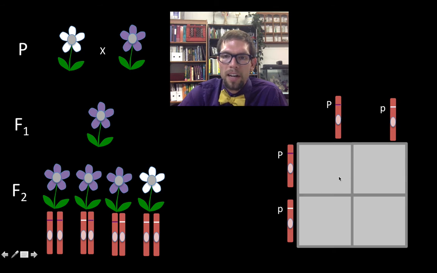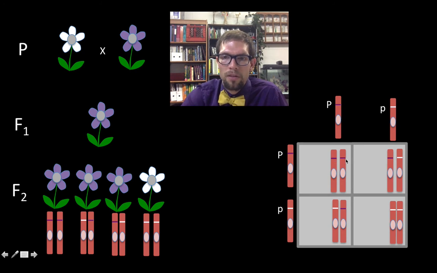So the zygote that you get from the fusion of these two gametes ends up having two of the dominant alleles. This one here and this one here has one of each, and then this one has two of the recessive alleles. So this one ends up being capital P, capital P. These end up being a mix of the two, and this one's lowercase, lowercase. So what this box represents here are the possible zygotes that you can get, and therefore the possible offspring that can develop from them in the F2 generation.